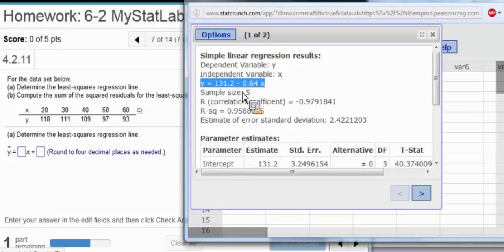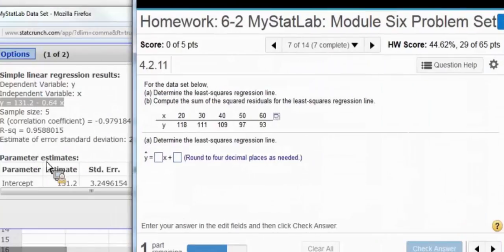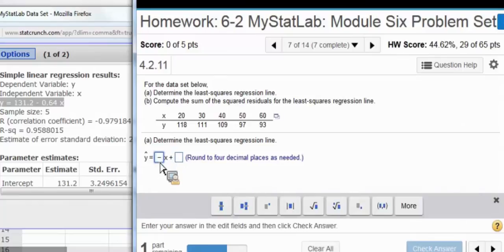This is a little tricky because StatCrunch lists the two terms in the opposite order that MyStatLab does. If you have two numbers, of course, you can list them in either order. So the number in front of the X is minus 0.64, and the other number is 131.2.